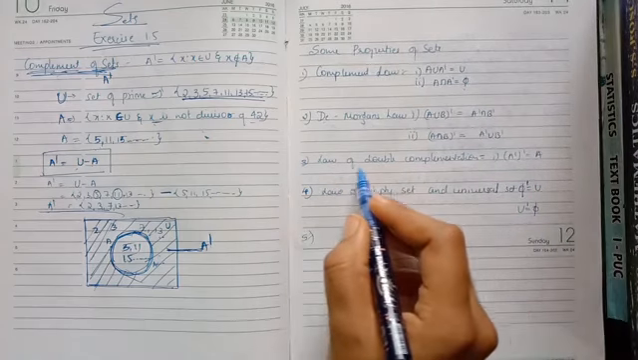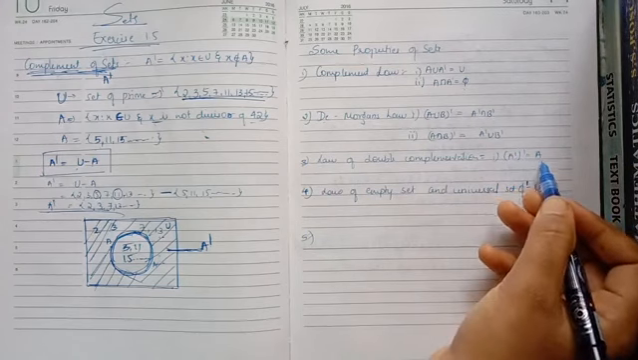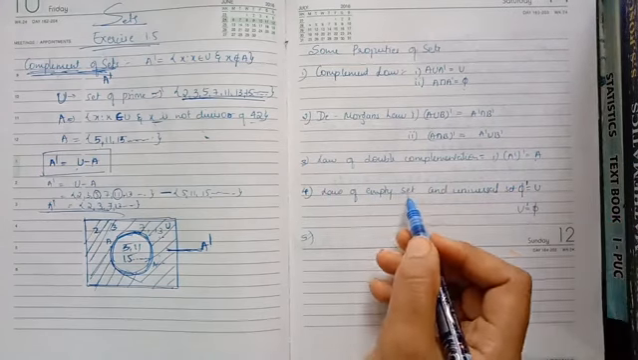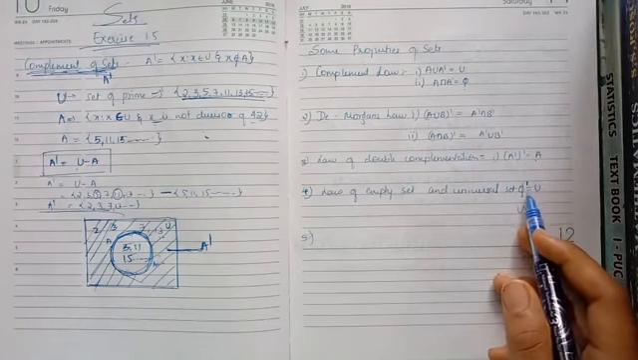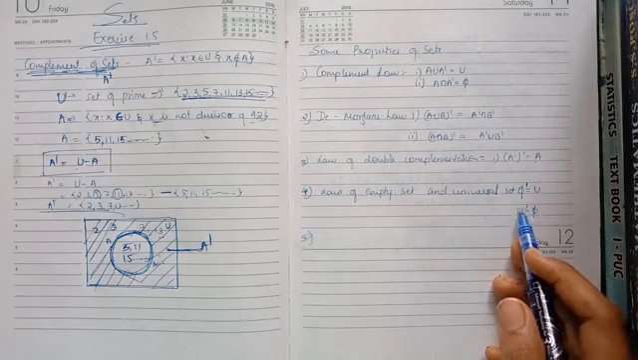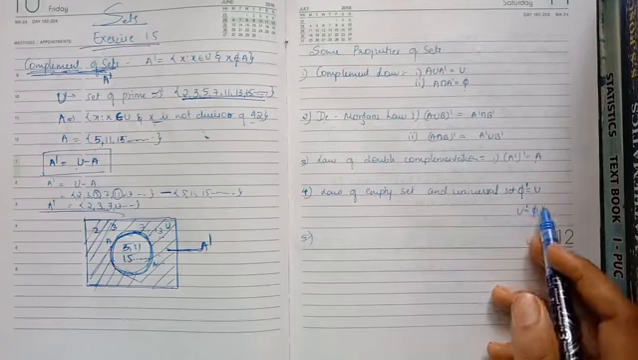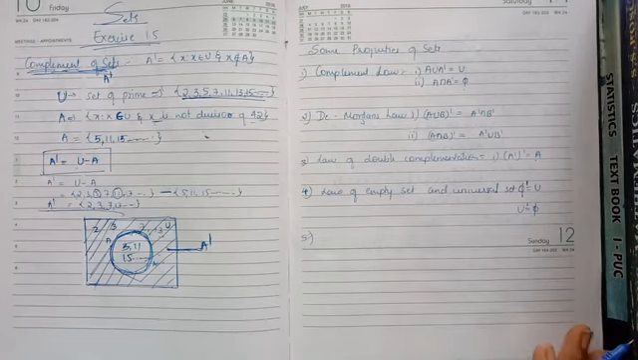The next one is the law of double complementation. A double dash will be A. Then the law of the empty set and universal set: null set whole dash is equal to the universal set, and universal set dash is equal to the null set. Related examples of this we will deal with.